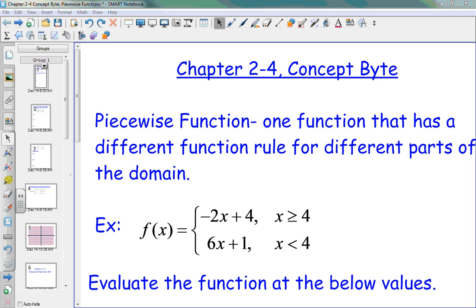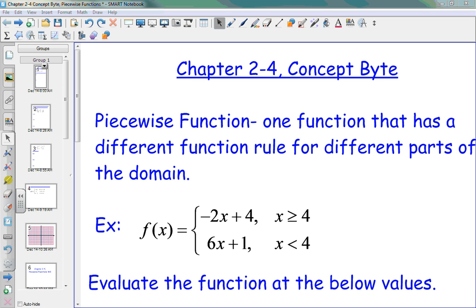So, for those of you who need to know how to do it, or would like to know how to do it, it is on page 90. It's actually after the section. So, this is page 90 in your textbook. What we're doing today are piecewise functions. Piecewise functions are one function that has a different function rule for different parts of the domain.